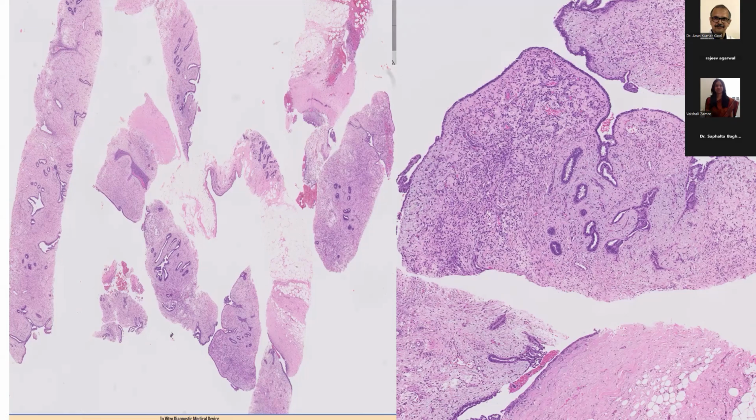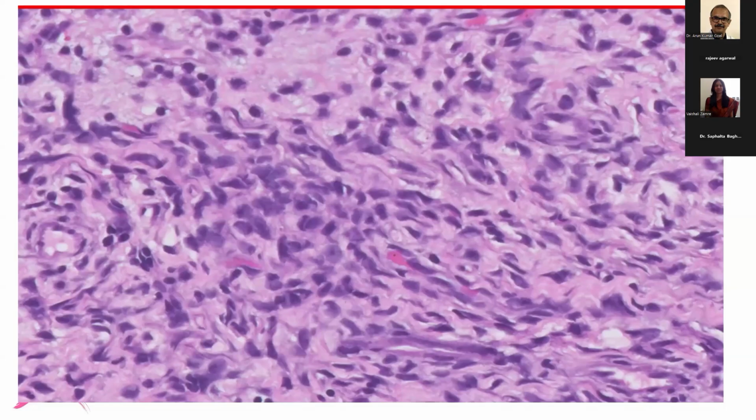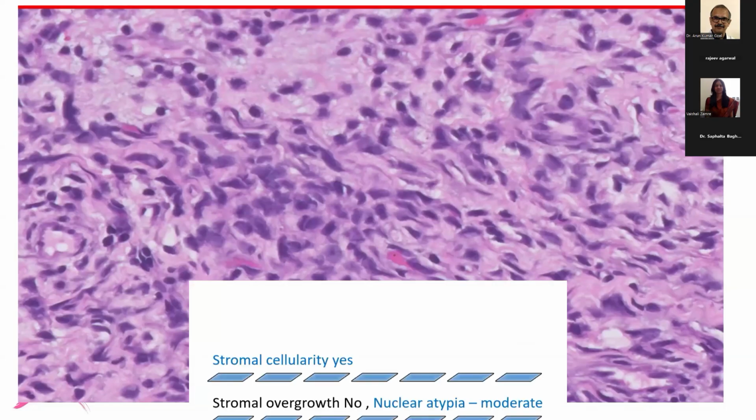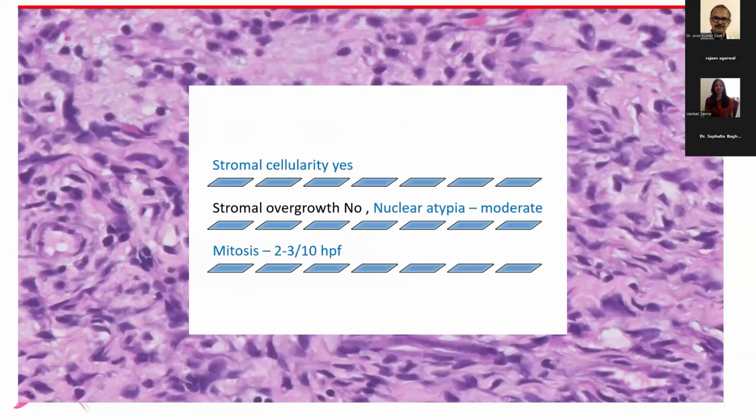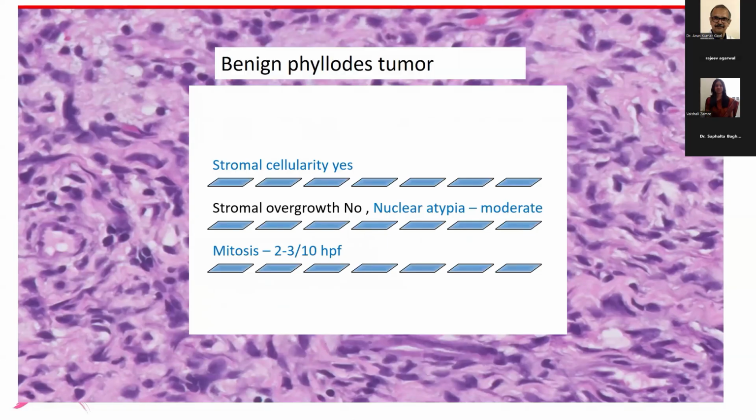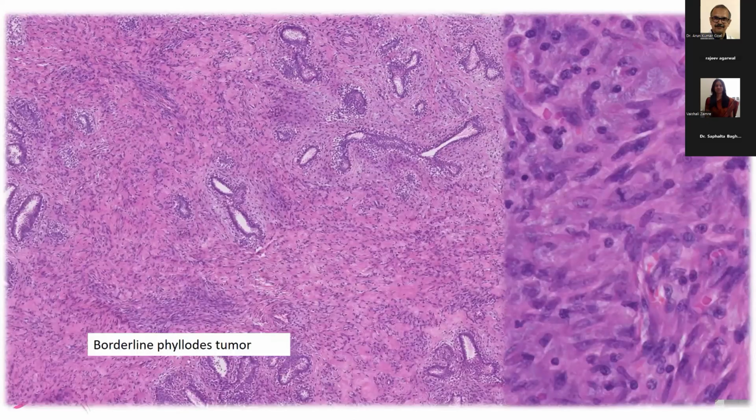So yes, you're thinking of a phyllodes tumor and there is enough atypia. There is low mitosis, so there is cellularity, there is no overgrowth, but there is mitosis, so you end up calling this a benign phyllodes tumor. And in the final excision, you see a much greater number of mitoses, and you realize that this is a totally different tumor from what you got on the core biopsy. So that's the problem with phyllodes tumor. That's the reason they become B3 lesions.